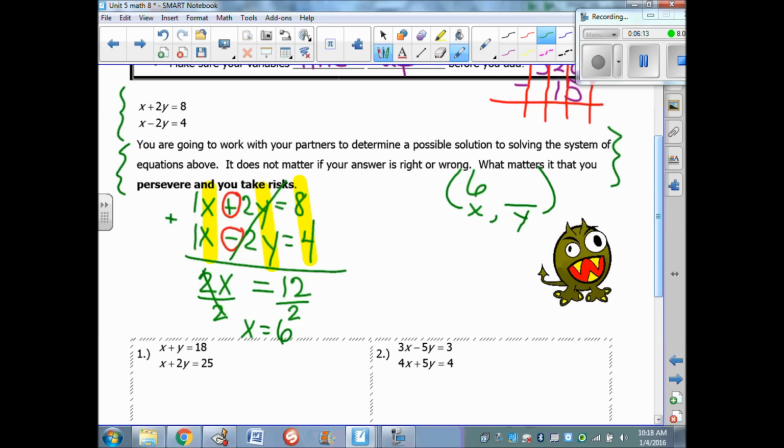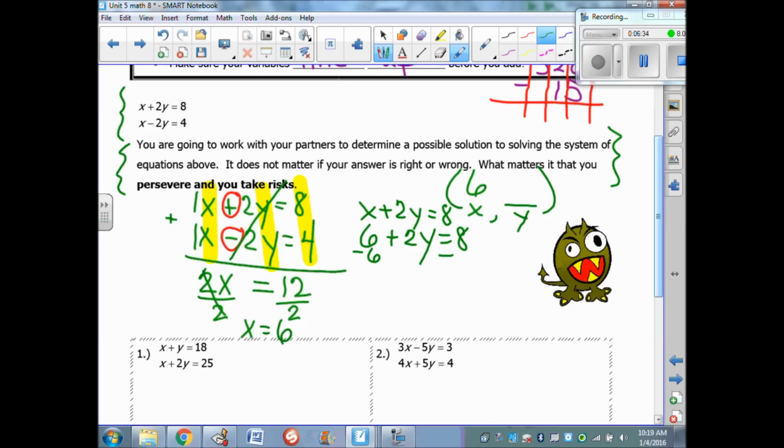Take your x equals 6 and plug it into one of the originals. So when I look at the original, I think I'm going to plug it into the first original. X plus 2y equals 8. We just found x to be 6, plus 2 times the y we have to find equals 8.